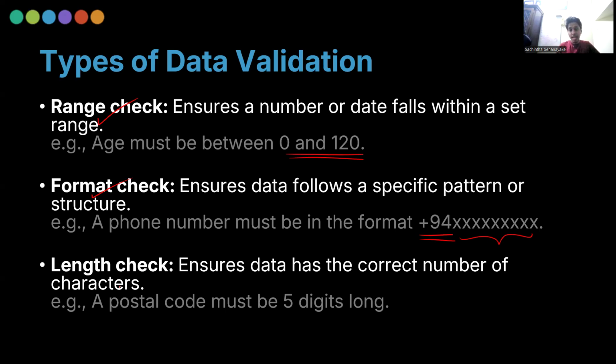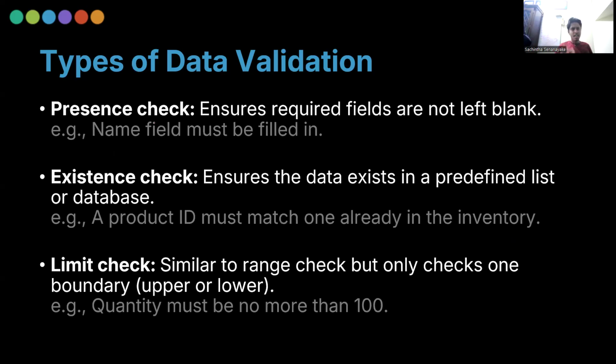So we talked about range check, format check, and then we have length check. Length check is to ensure that the data has the correct number of characters. For example, the postal code must be 5 digits long. Anything less, anything more, not accepted. Then, in addition, we have presence check. It ensures that required fields are not left blank. For example, when you type in a name into a system, that name must be typed in. You cannot leave it empty.